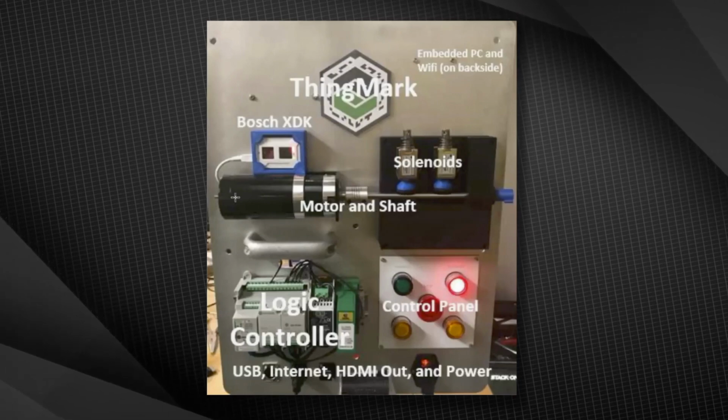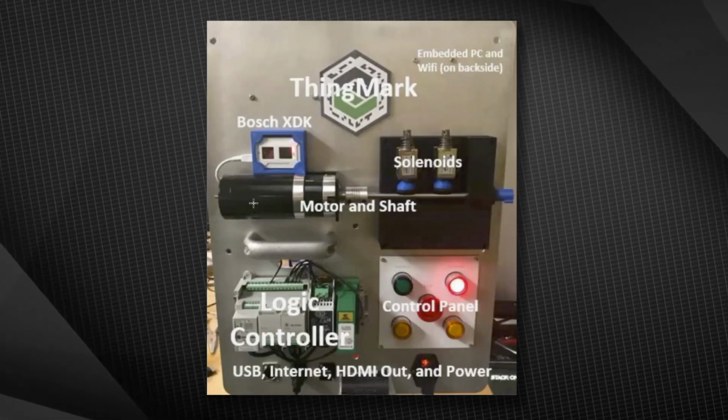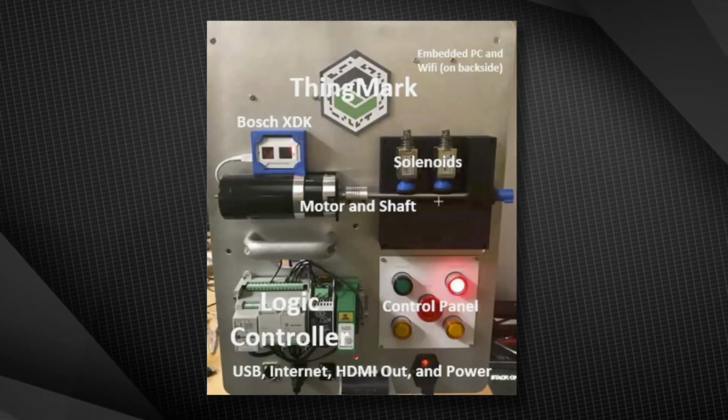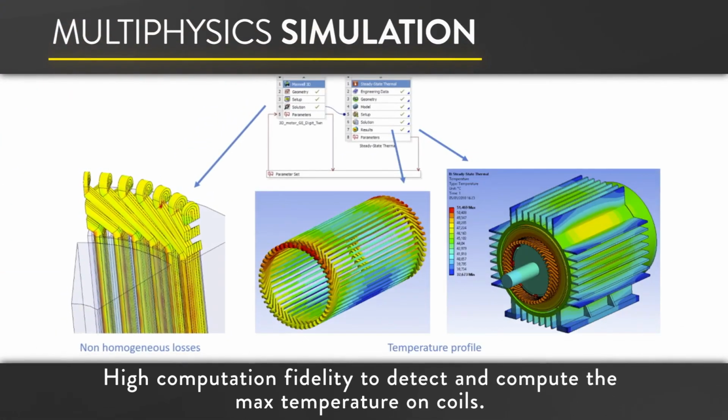It's very important to understand that it's not possible to install a physical sensor on the motor rotor for temperature information, so we needed to create a virtual sensor in order to know the temperature. We started with Maxwell in order to do an analysis of the thermal properties of the motor. The resulting 3D physics simulation was used to detect and compute the maximum winding temp.